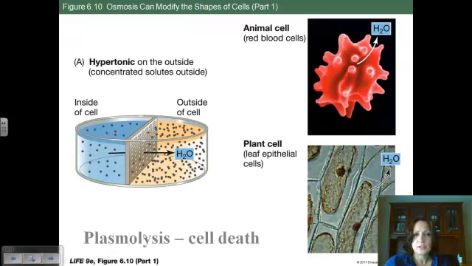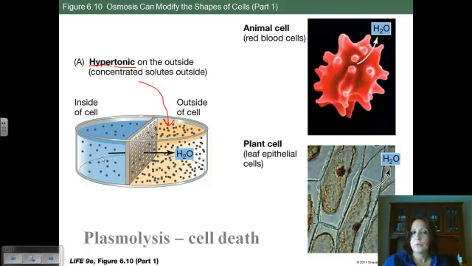So let's look at a couple of scenarios. Here we have a scenario where the cell is placed in a solution that has more dissolved stuff in it than the cell does. So we're going to call this hypertonic. Hyper means high, tonicity is concentration, so a high concentration. And these are relative terms I'm going to be introducing to you. So we have to say what's hypertonic and what's not hypertonic. It's going to be hypertonic relative to something else. So in this case, we're saying that the outside of the cell is hypertonic relative to the inside of the cell. So there's more dissolved stuff outside of the cell than inside of the cell.